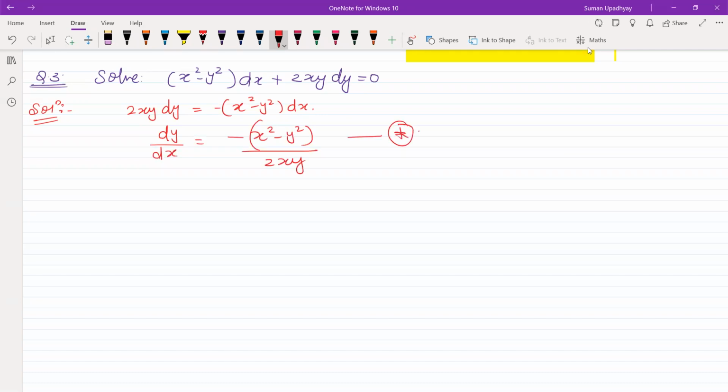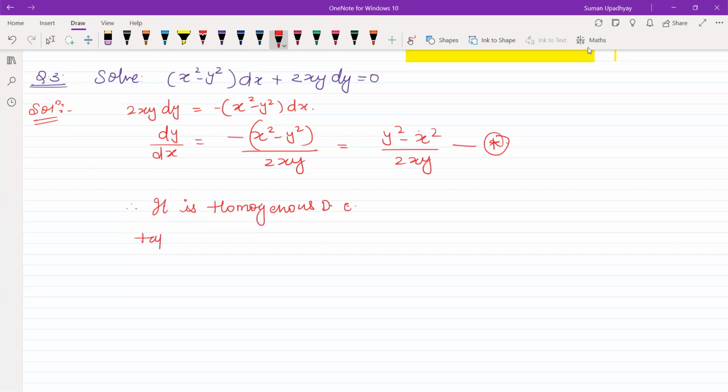Yes. Can we make it y square minus x square, taking minus inside? Yes, you can write that. Okay, so I'll do that. I'll write it as y square minus x square upon 2xy. So now, is it a homogeneous differential equation? Yes, ma'am. Okay, so how do we convert it into variable separable? What will I take? Ma'am, put y equal to vx.